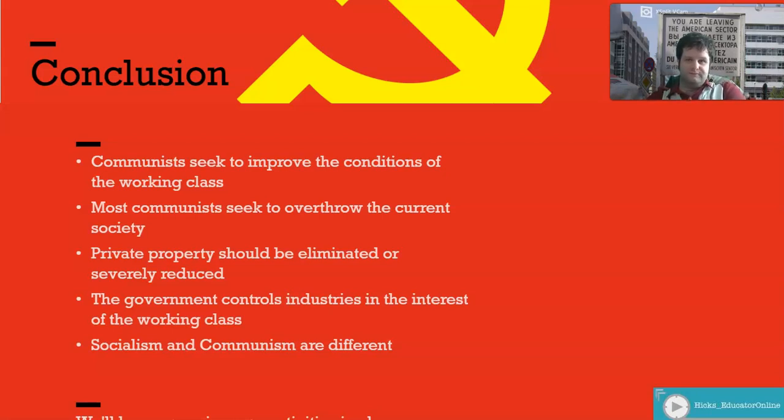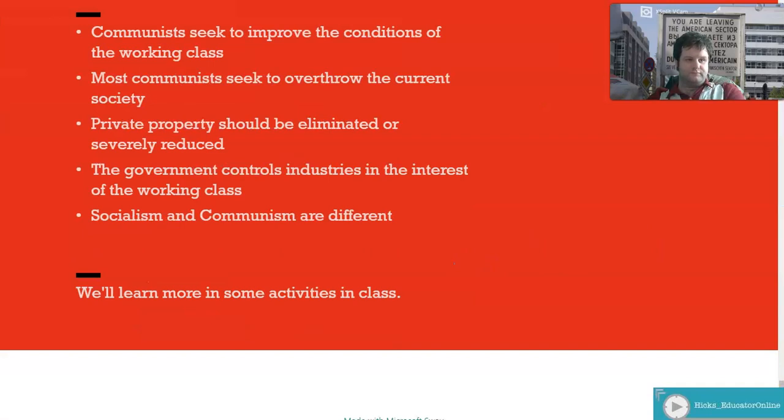Here are some basics, though. Communists seek to improve the living conditions of the working class. Most communists seek to overthrow the current society. Private property should be eliminated or severely reduced. And the government controls industries in the interests of the working class and oversees them. And that's really enough for now. Various activities will help expand your knowledge of communism and how it fits into our Cold War unit in U.S. history. In any case, I do hope this helps with clarifying a few things.